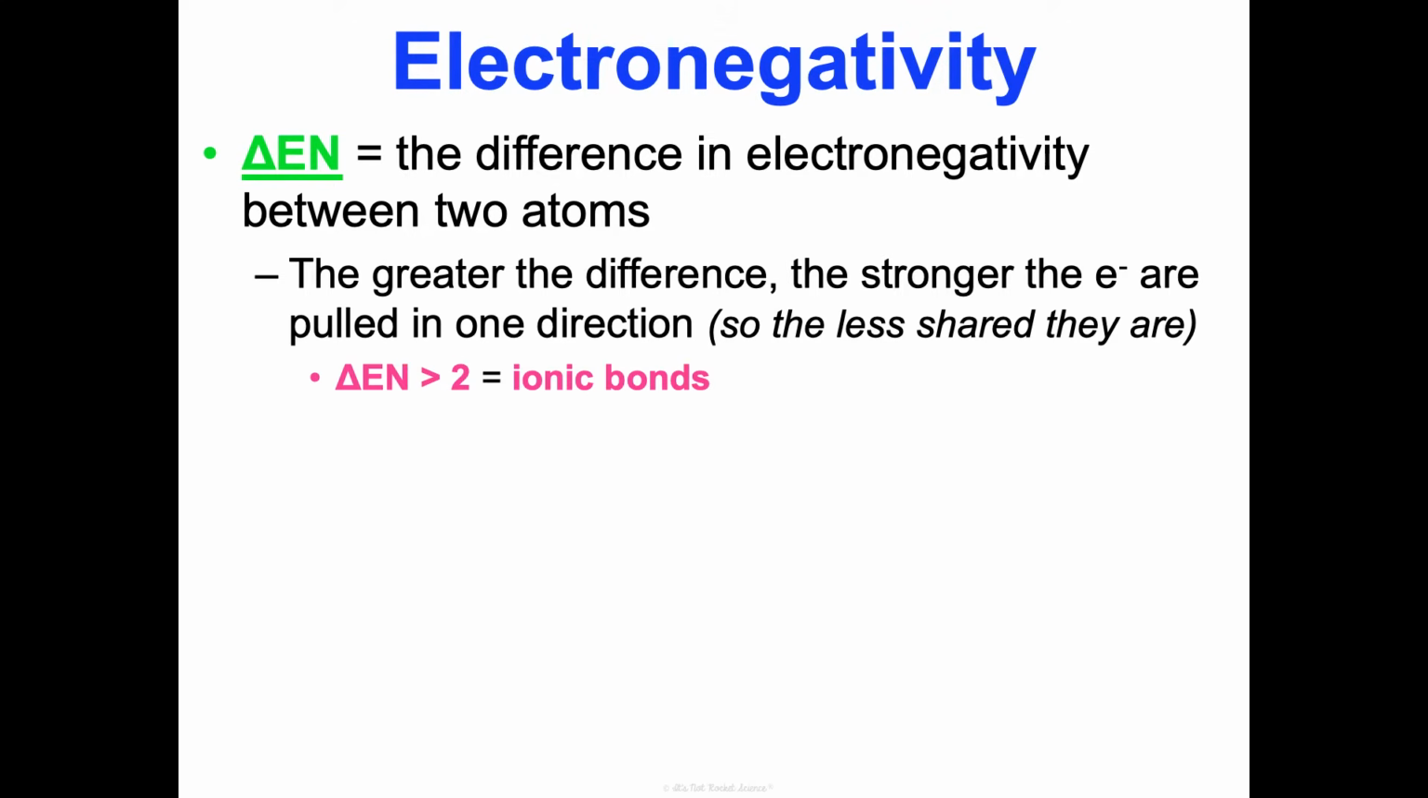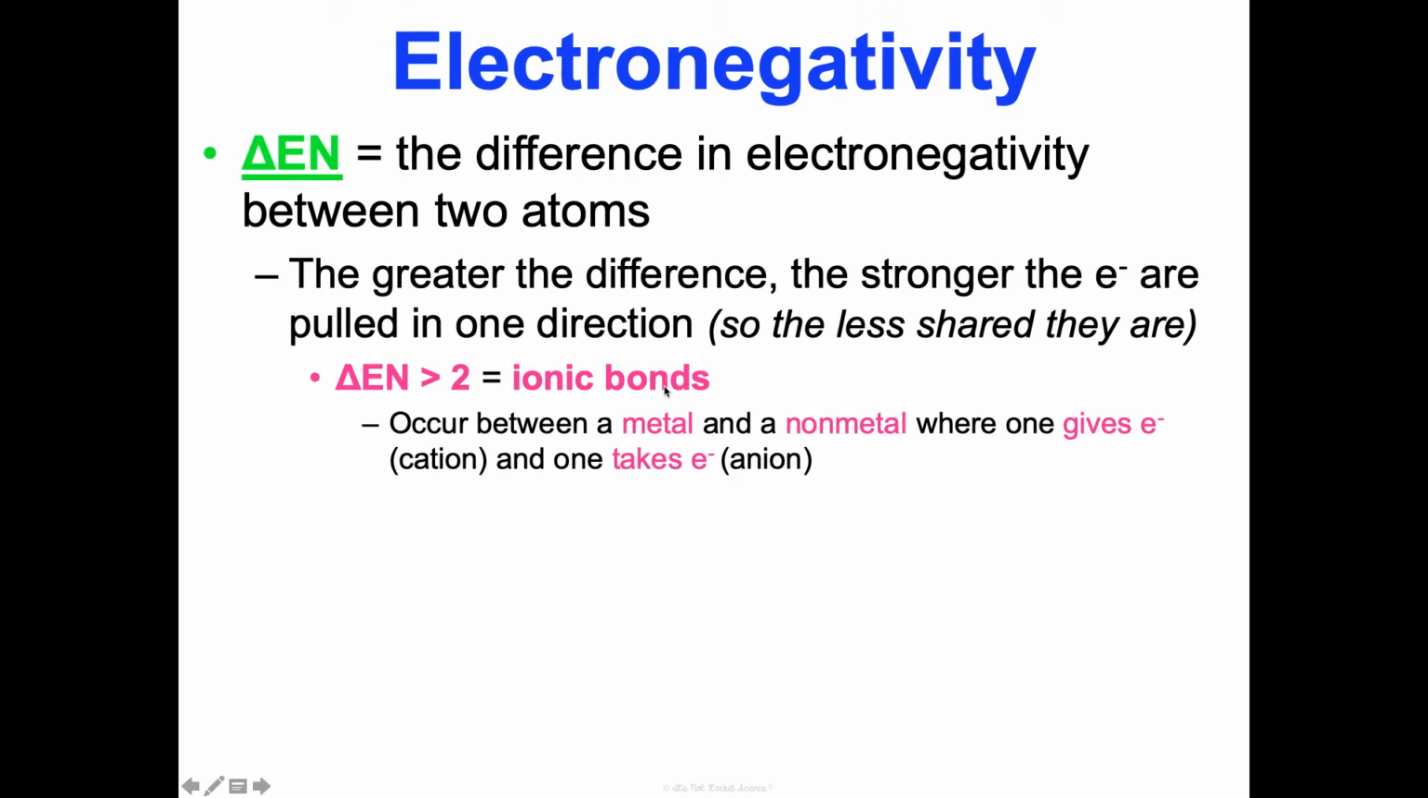Okay, so for example, if you calculate the difference in electronegativity between two atoms and it ends up being greater than 2, those two atoms would form an ionic bond, where one atom, typically a metal, and another atom, a nonmetal, are going to give and take electrons. The metal, on the left side of the periodic table, is going to give up its electrons. The nonmetal on the right side of the periodic table is going to take those electrons, and they're going to form a bond. Okay?